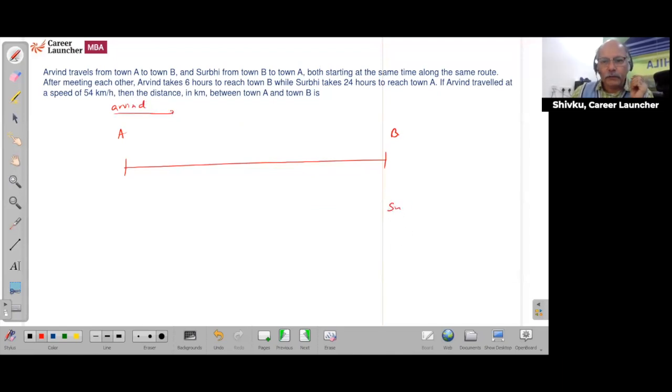And Surbi traveled from town B to town A, starting at the same time, along the same route. After meeting each other, right? Let's say they met at a point C. Arvind takes 6 hours to reach his destination, and Surbi takes 24 hours to reach the destination.